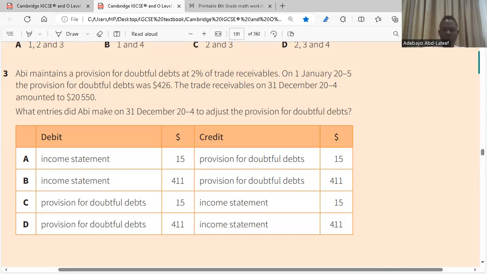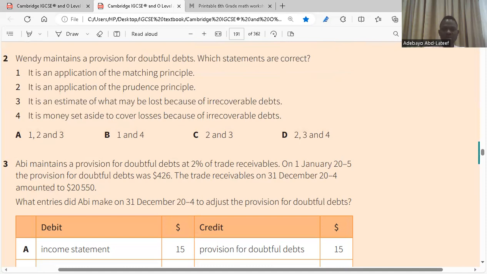Wait, question 2. It's an application of matching principle. Is it both matching and prudence? Look at it. What does the matching principle talk about? It talks about your profit against your expenses. And prudence talks about you not overstating or understating your assets. Both of them are there. It is 1, 2, 3.